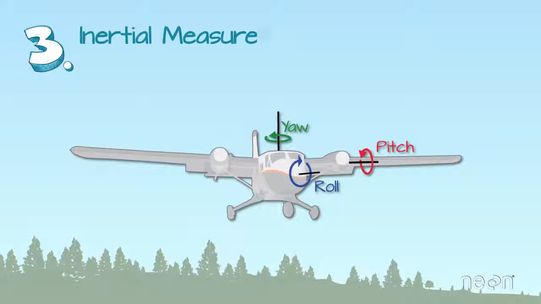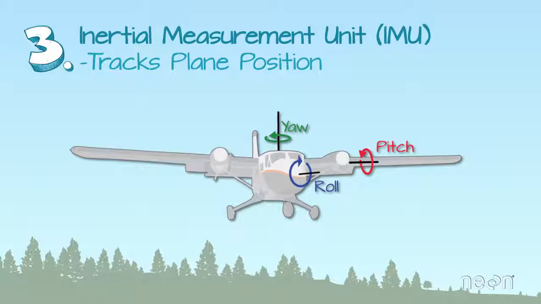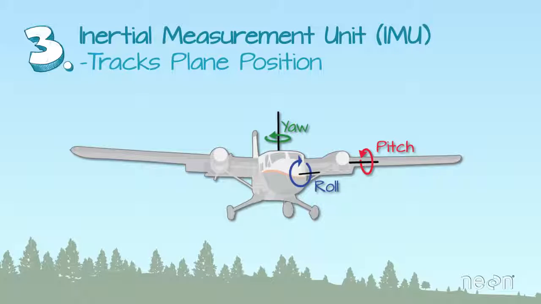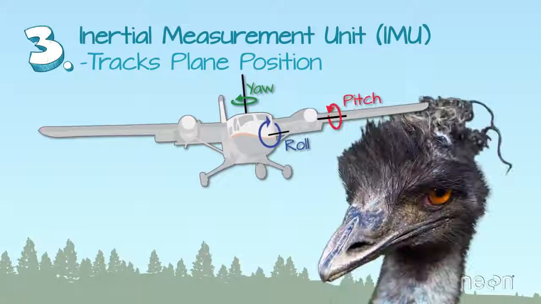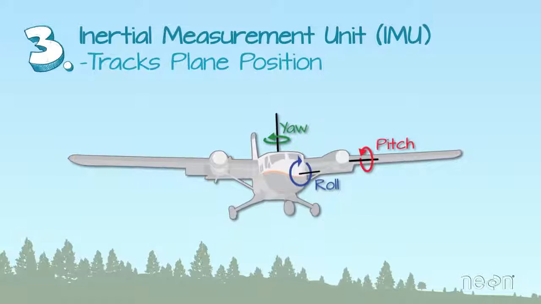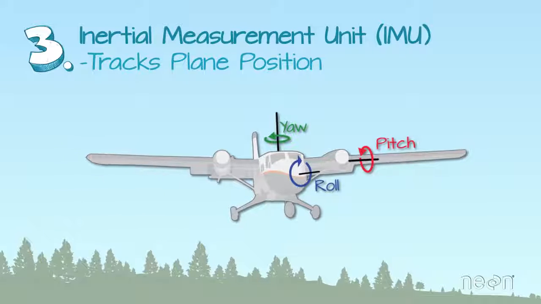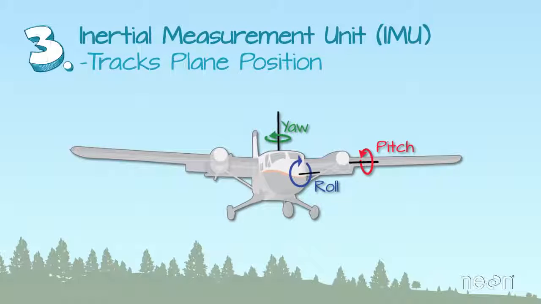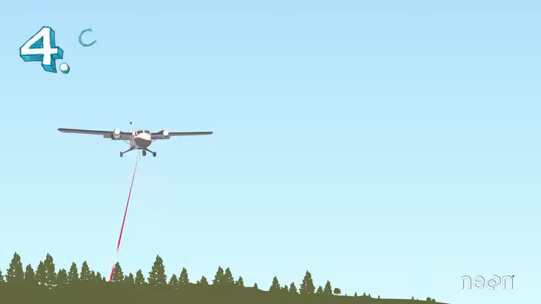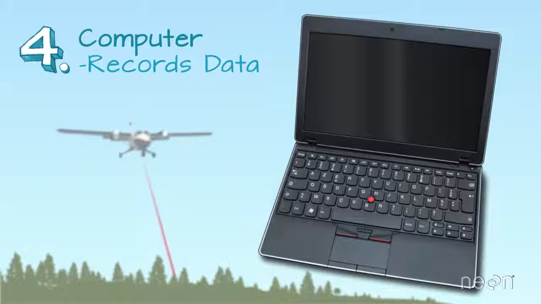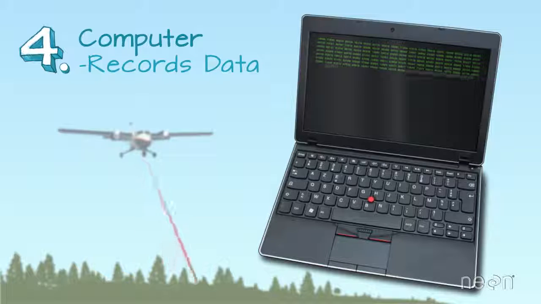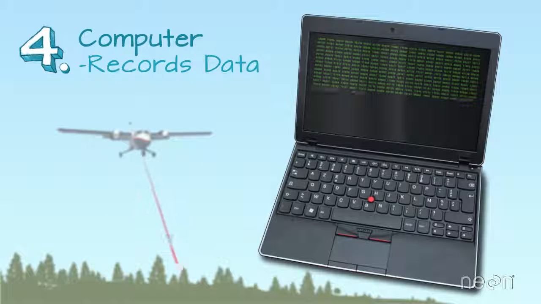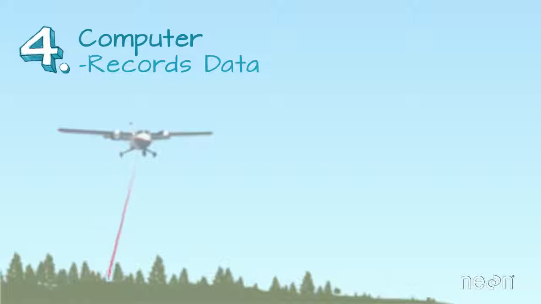The third component of a Lidar system is what's called an inertial measurement unit, or IMU. Not to be confused with EMU, an IMU. The IMU tracks the tilt of the plane in the sky as it flies, which is important for accurate elevation calculations. Finally, the Lidar system includes a computer. The computer records all of that important height information that the Lidar collects as it scans the Earth's surface. No computer, no data. It's as simple as that.